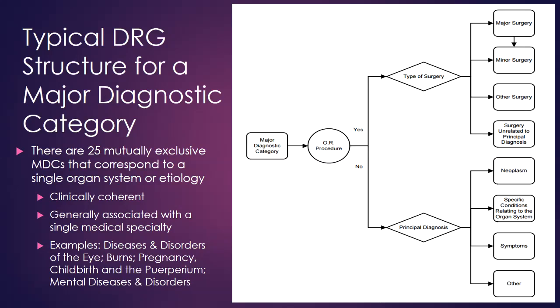And from there may be additional branch points to get down to a specific DRG that helped us understand the potential cost, the resource utilization of the patients who had eye diseases or disorders and underwent surgery.